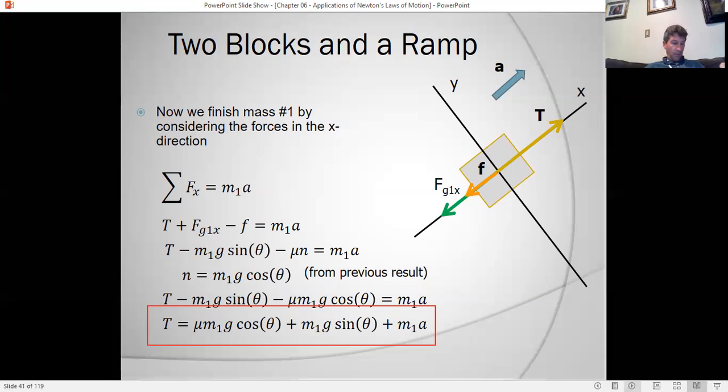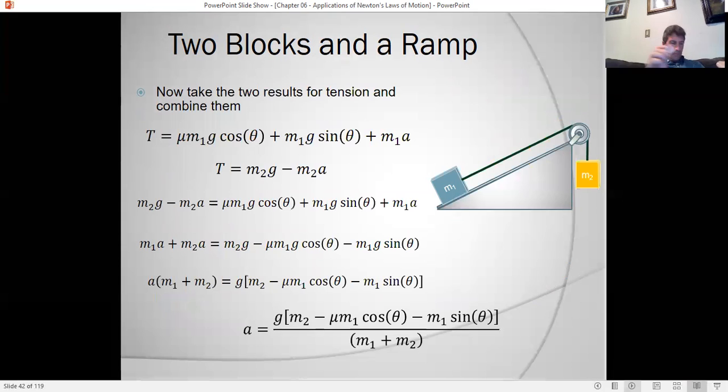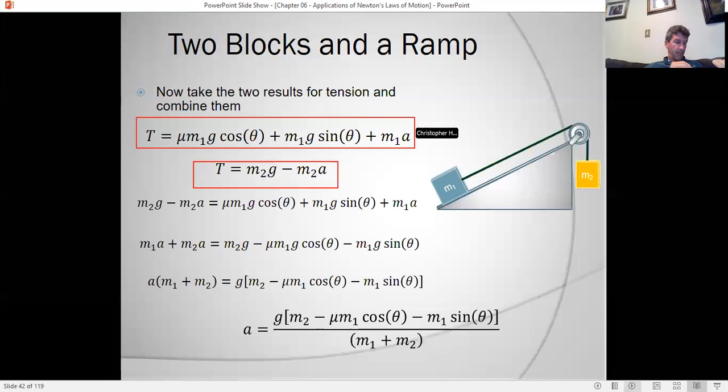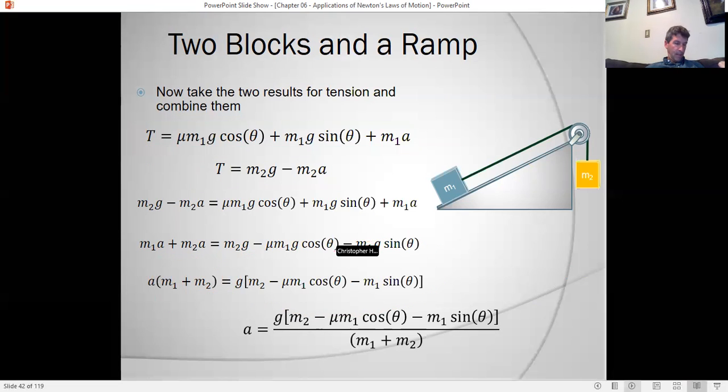I need to combine that with my equation I got from mass 1. I'm sorry, mass 2. Here's that equation. Here's the equation I just came up with. So I combine these two equations. Okay. The rest is algebra. Just got to take a lot of steps here. And I get all my a terms on one side, all my non-a terms on the other side. In my final equation, it looks complicated. It's not as bad as we think if we break it down.